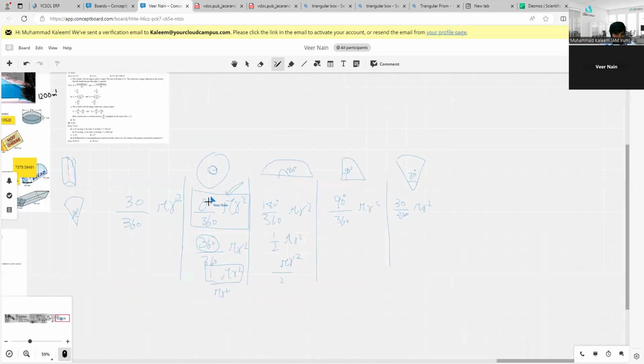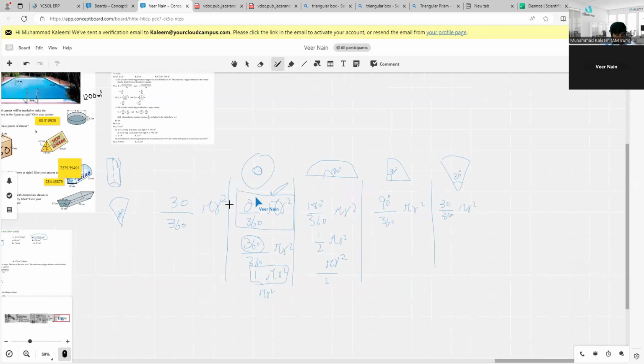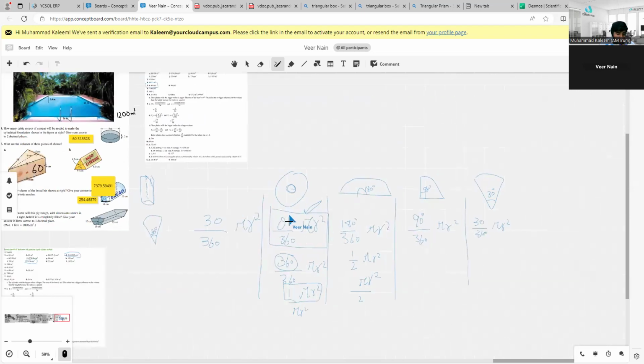Did you understand what I mean? I just want to teach you this general formula. You must remember this formula for the area of a circle. It works for each circle, part of a circle, sector of a circle.